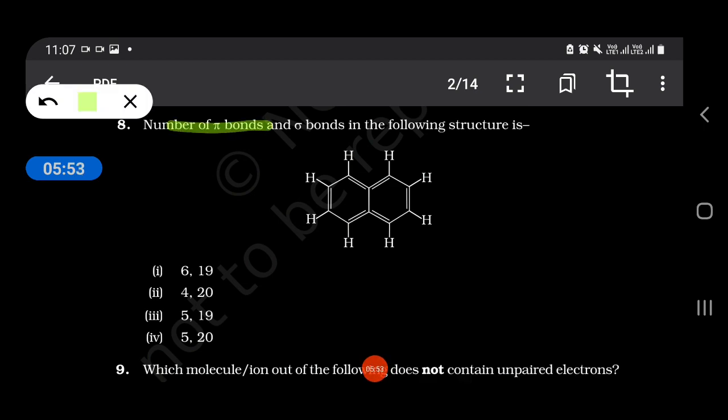The number of pi bonds and sigma bonds in the following structure is, so we have to count it, and our answer would be 5 and 19. How? Pi bond 1 2 3 4 5 6, and sigma bond is 1 2 3 4, because it will be going in resonance. Okay, and what happens is that 1 2 3 4 5 6 7 8 9 10 11 12 13 14 15 16 17 18 and 19.